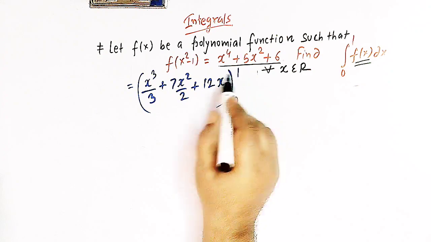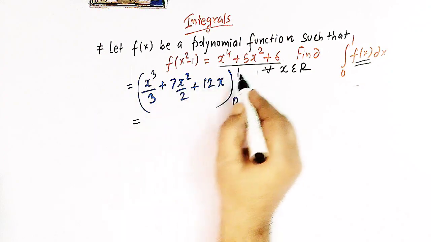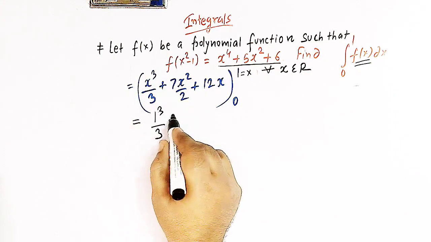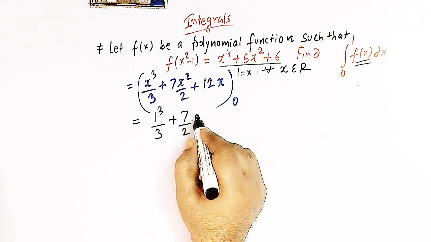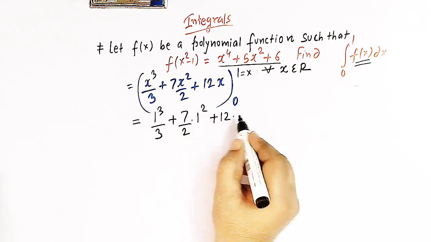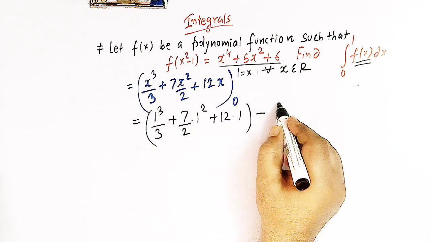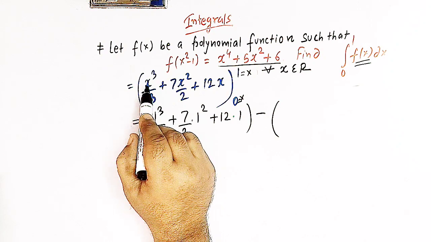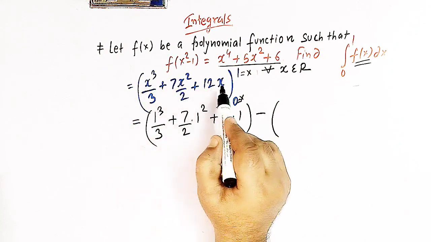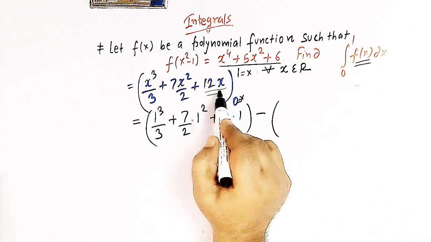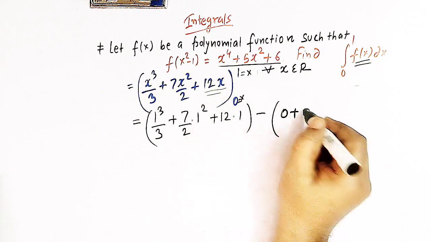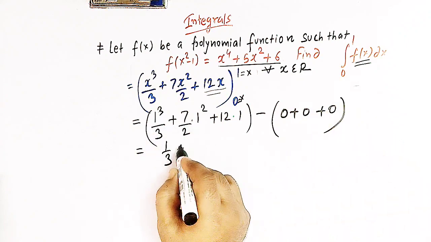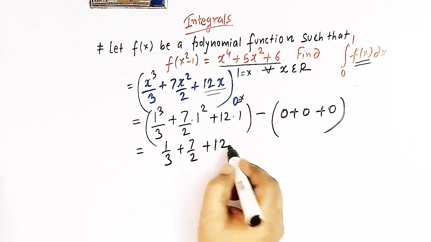So now substituting the limits and taking the difference, first we'll take x is equal to 1 here. So we have 1 cube over 3. Then we have 7 over 2 times 1 square. And here we have 12 times 1. And then we can take x is equal to 0 here. So this term becomes 0, this term becomes 0, and this term is also equal to 0. So here we have 0 plus 0 plus 0, right? So now we have 1 over 3, then we have 7 over 2, and this is 12.